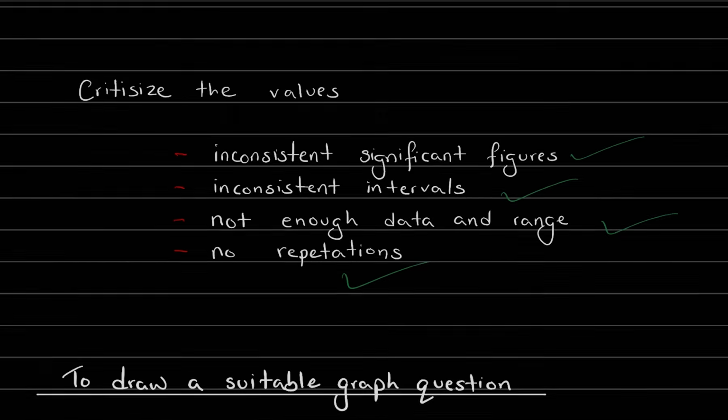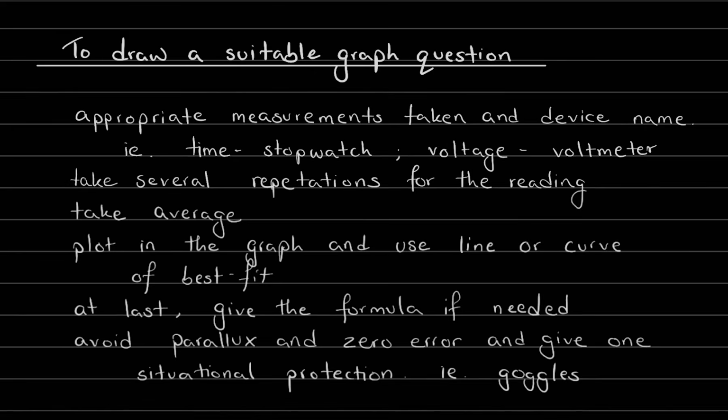The next type of question is to draw a suitable graph question. This is usually a 5 to 6 mark question, so you need to learn all the points. First, make sure to tell them how to measure the appropriate unit that you are asked to measure. For example, if the question has time in it, you will measure using a stopwatch. If the question asks you to measure voltage, you will use a voltmeter.